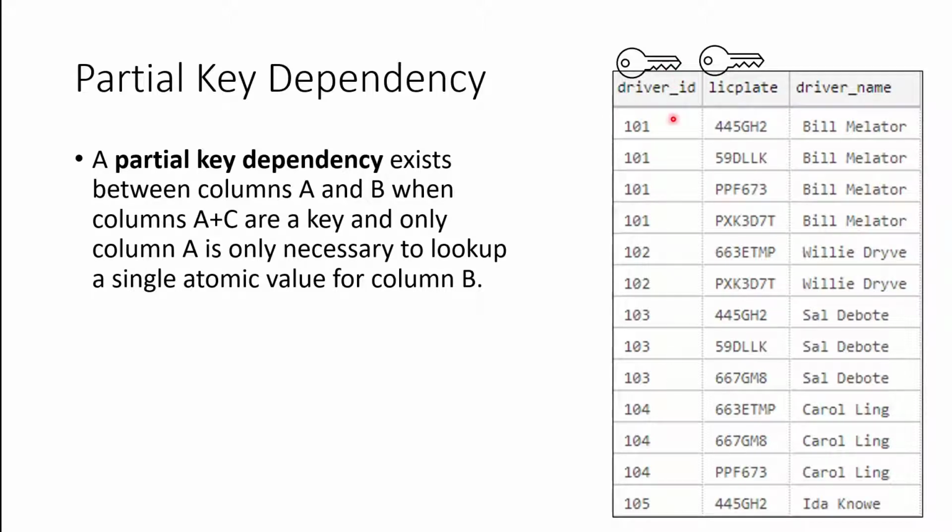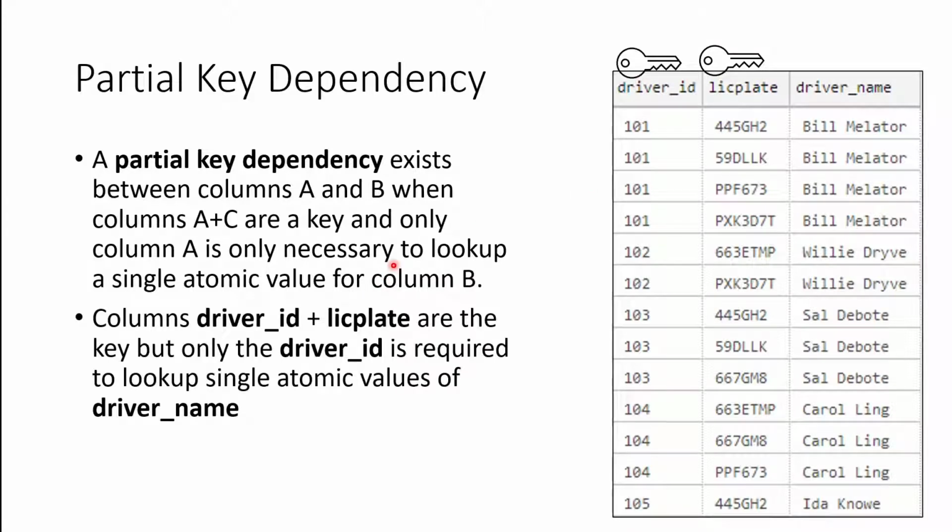And in a partial key dependency, only one of the columns in the key is required to act as key for the other non-key column. And I know that was a lot, and I said it a lot, but let me use an example. So we have driver ID and license plate, but really we do not need license plate to find the driver's name. The license plate is part of the key, but not necessary to figure out which driver is which.